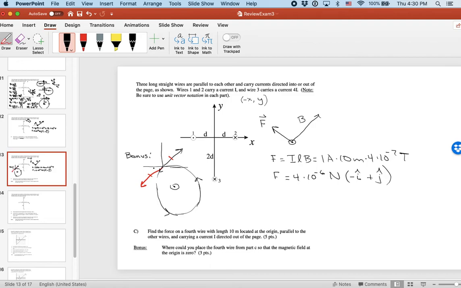So what is my B field? My B field is mu naught I over pi d. And how did I get mu naught I over pi d? If I think about where I put my wire, I only have one wire, so I'm going to need to put it 2d away. Right, it's got to be I.